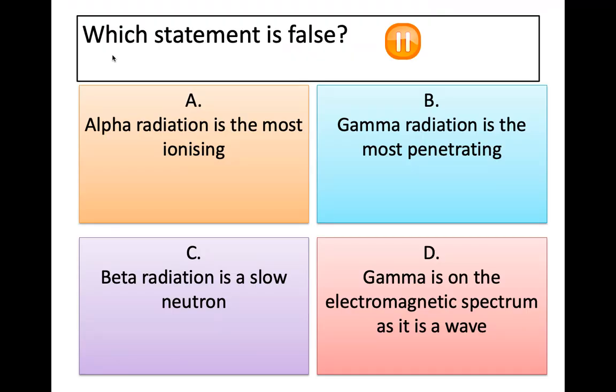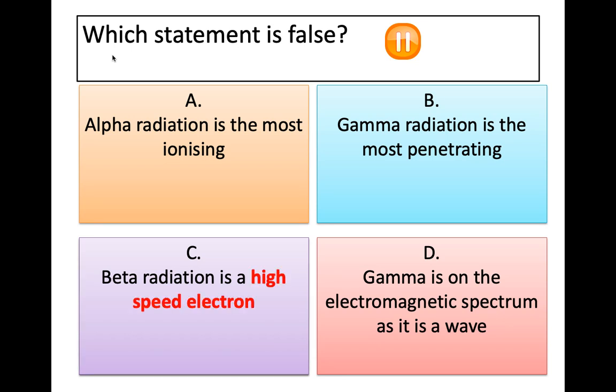So which statement is false? A, alpha radiation is the most ionizing. B, gamma radiation is the most penetrating. C, beta radiation is a slow neutron. Or D, gamma is on the electromagnetic spectrum as it is a wave. Press pause to answer.